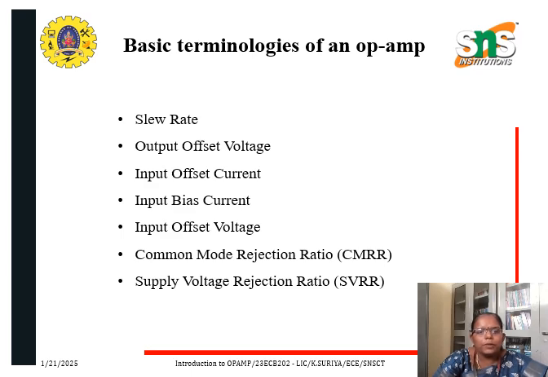It is the ratio between the differential mode gain when different signals are applied to both the input terminals and the common mode gain when the signal is applied to just one of the input terminals. And the last one is supply voltage rejection ratio, which is known as SVRR. It is defined as the ratio of the change in input offset voltage of an op-amp to the change in the supply voltage V.